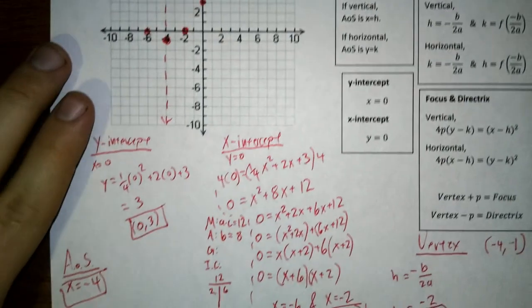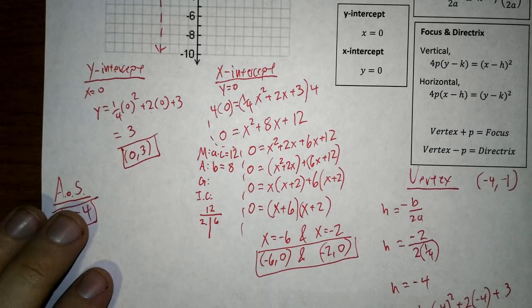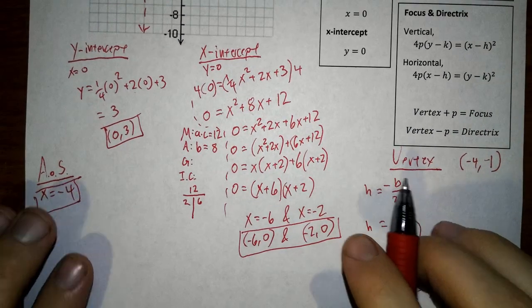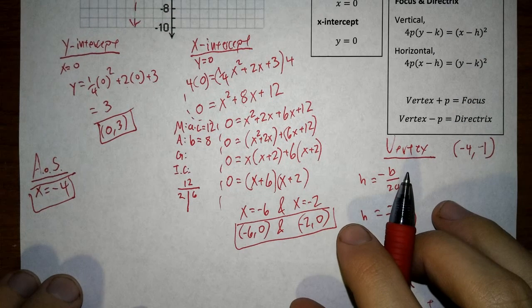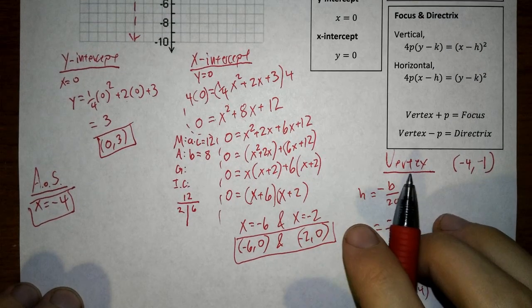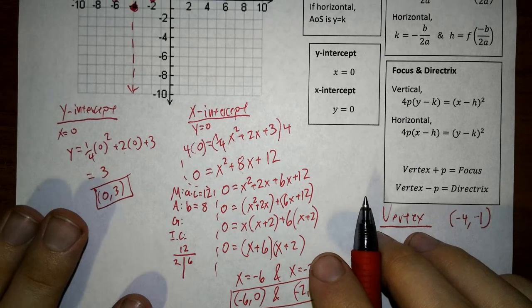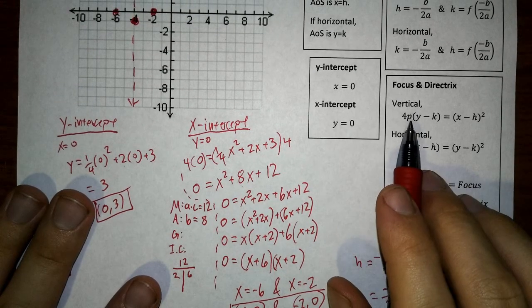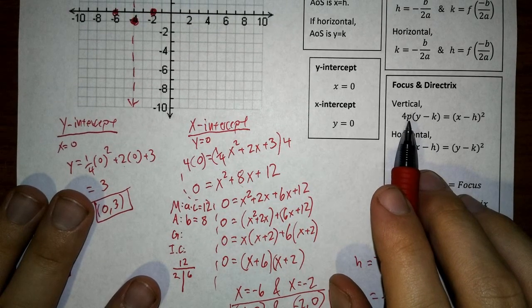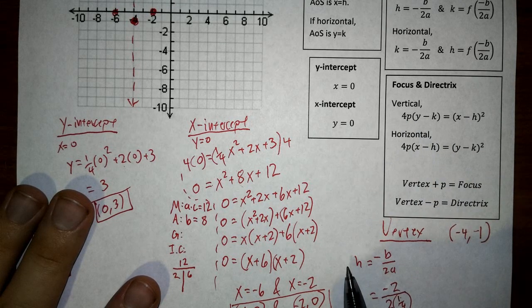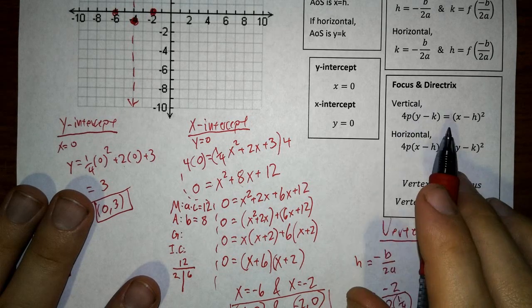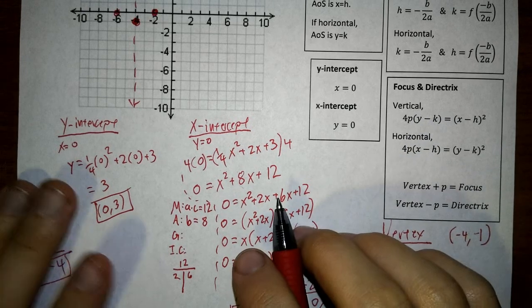Okay, so now on to the very last thing, the focus and directrix. So this might be the most challenging part of it, because what we're going to have to do is complete the square. And the reason why is because we need to figure out what p is equal to. And the only way we can do that is if it's in this format. So we want to go ahead and complete the square to then get it in this format.